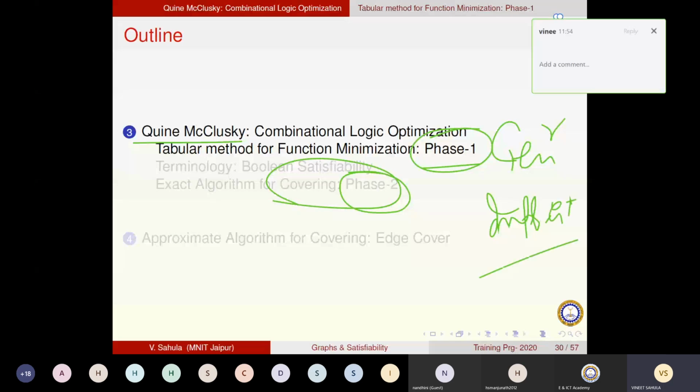An implicant is a larger size minterm. If you combine minterms, it becomes an implicant. A group of minterms is an implicant. So phase 1 is for generation of implicants. The second phase is the covering. I will quickly go through this to make you understand what I mean by implicant generation and the covering.